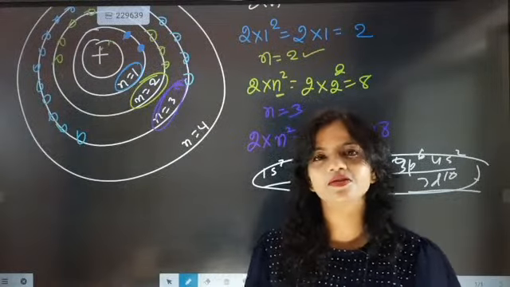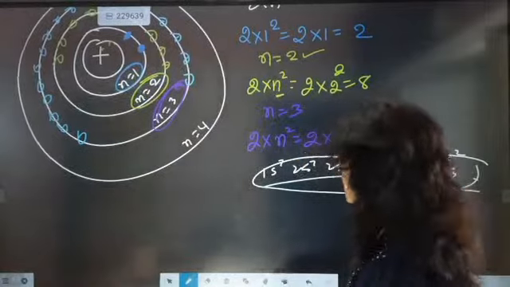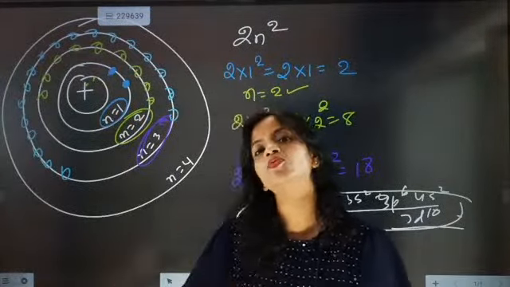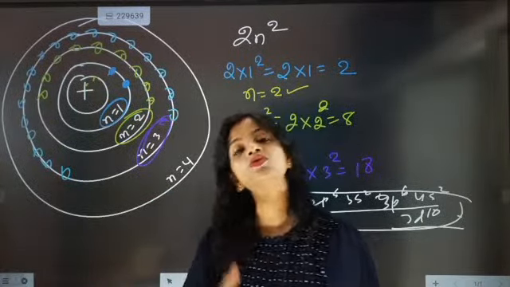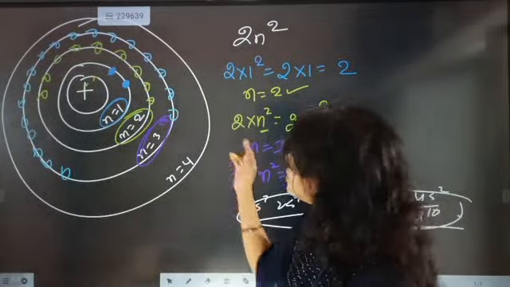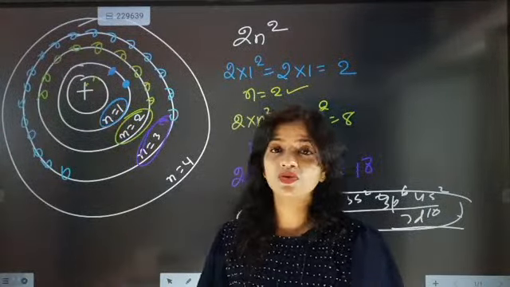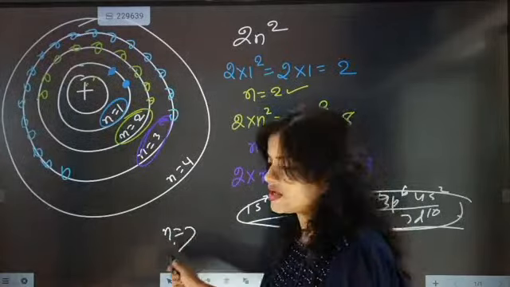Just understand this part. It cannot be like that. You have to go by the rule. So when n equals 1, you put n equal to 1 there, then 2 will come. Then if you put n equal to 2, it becomes 2 times 4, which is 8. Then 8 will come in the second orbit. Then third is n equal to 3, so you cannot put 3 there.